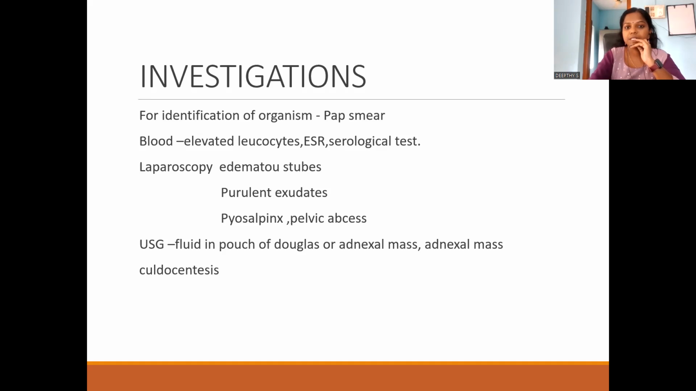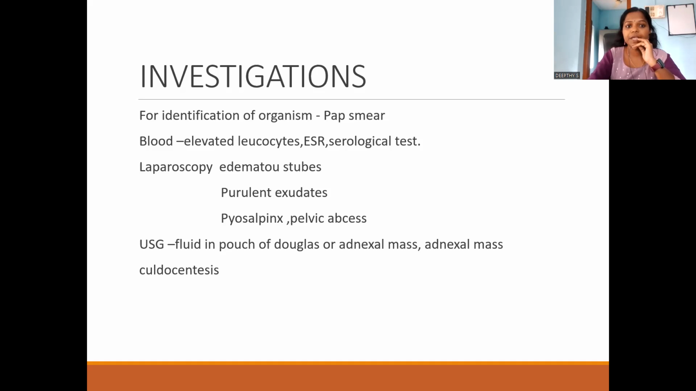Then maybe pelvic abscess. So the edematous tube can be mild, moderate, and severe. Only in severe cases can we see pelvic abscess and pus in the fallopian tube. In mild cases, we can see only an edematous tube on laparoscopic examination. Ultrasound is not so important in the diagnosis of this pelvic inflammatory disease, but on ultrasound, we can see fluid in the pouch of Douglas, and maybe an adnexal mass may be seen in this ultrasound scan.